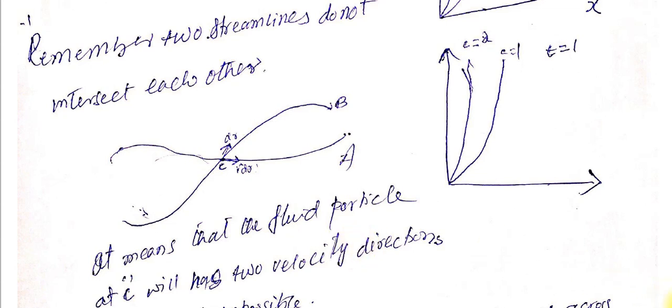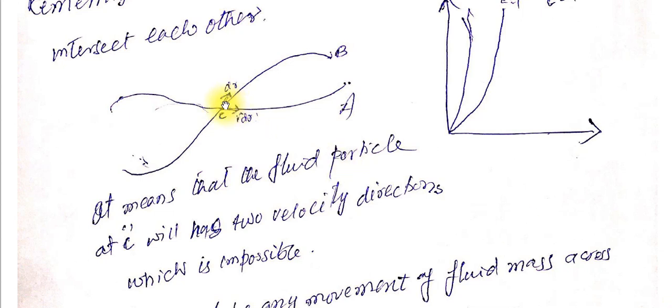Look at the reason. The fluid particle at this point has two velocity directions. The velocity is only in one direction, it will move in this direction or it will move in this direction. But when they cross each other, it will have this direction and also this direction. So at C it will have two velocity directions, which is impossible. It is not possible that at one point the velocity is in more than one direction.